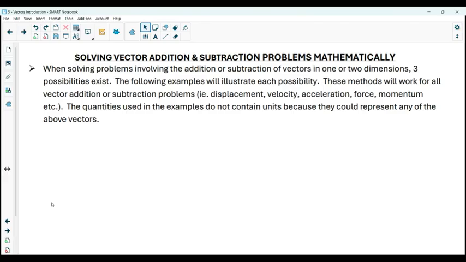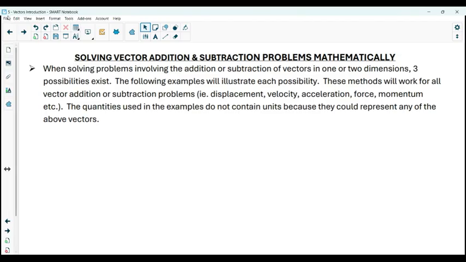So in these examples, the three different cases, I'm not going to include units. The reason is I want to keep them simple. I don't want to focus on units because it could be velocity, meters per second, acceleration, meters per second squared, force in newtons, momentum, which has more complicated units, displacement in meters, or magnetic field in Teslas. It could be any of those. So I'm not going to include units for the most part in these questions. I'm just going to include direction, and we're going to acknowledge that this would work for any of those.